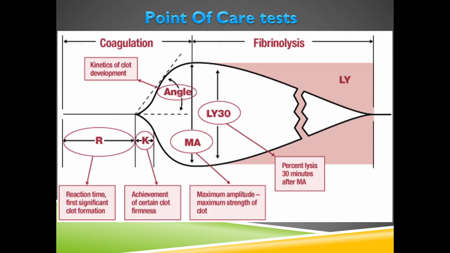So the cigar-shaped curve that you get reacts to all these things. Initial phase is coagulation and final phase is fibrinolysis. So the R time is the reaction time for the first significant clot formation, and K indicates the achievement of certain clot firmness. And this alpha angle indicates the kinetics of clot development. Then maximum amplitude of the clot formation, and then lysis occurring after 30 minutes of maximum amplitude, and finally the end of lysis due to this shape of the curve.